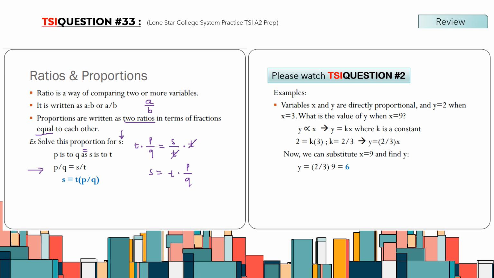Just a reminder, this is S times 1, okay? Any number multiplied by 1 is that number. Now we can also rewrite T times P as P times T over Q.